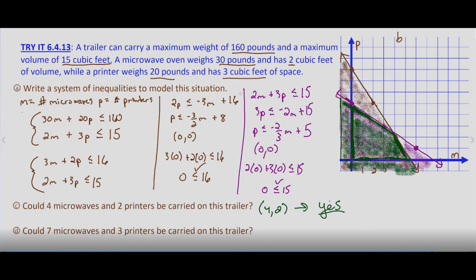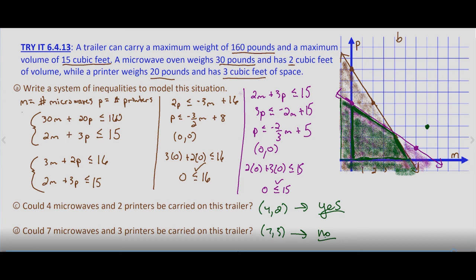Now what about 7 microwaves and 3 printers? 1, 2, 3, 4, 5, 6, 7. 1, 2, 3. That's this point right here. That is not in the shaded region. In fact, they can barely carry 7 microwaves by itself, according to our second inequality. So the answer to this is no, we can't carry 7 microwaves and 3 printers on the trailer.